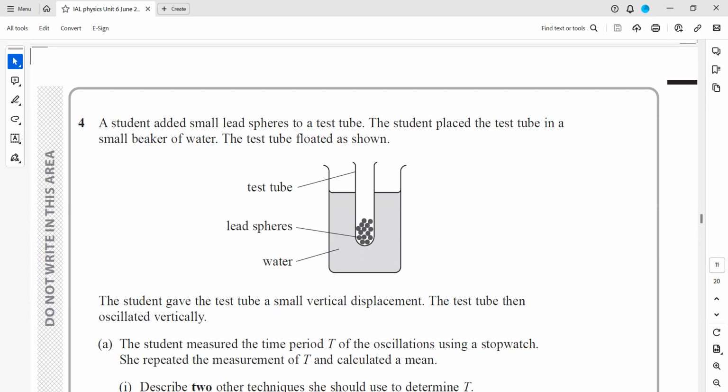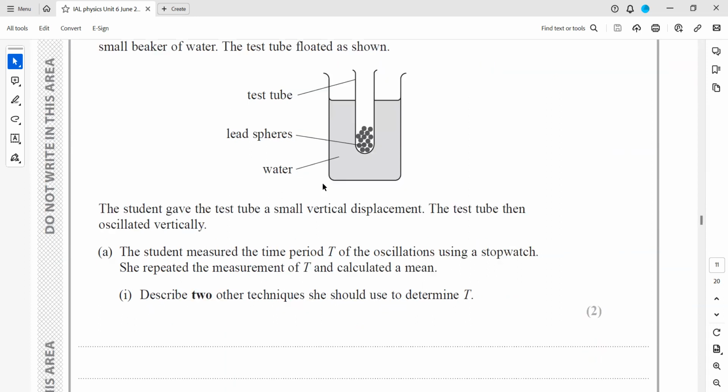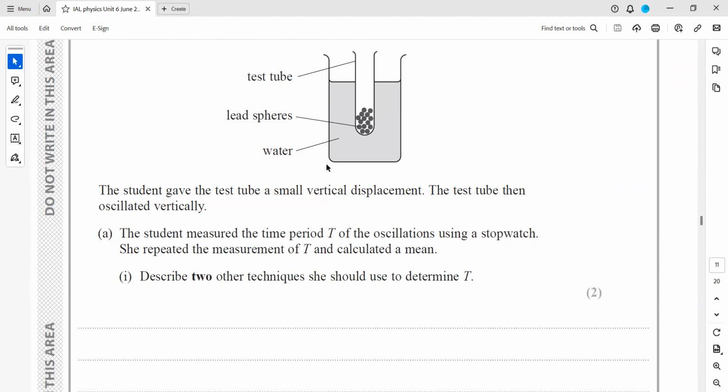In this question, as you can see, a student added small lead spheres to a test tube. The student placed the test tube in a small beaker of water. The test tube floated as shown. The student gave the test tube a small vertical displacement and the test tube then oscillated vertically, moving up and down. The student measured the time period of oscillation using a stopwatch.